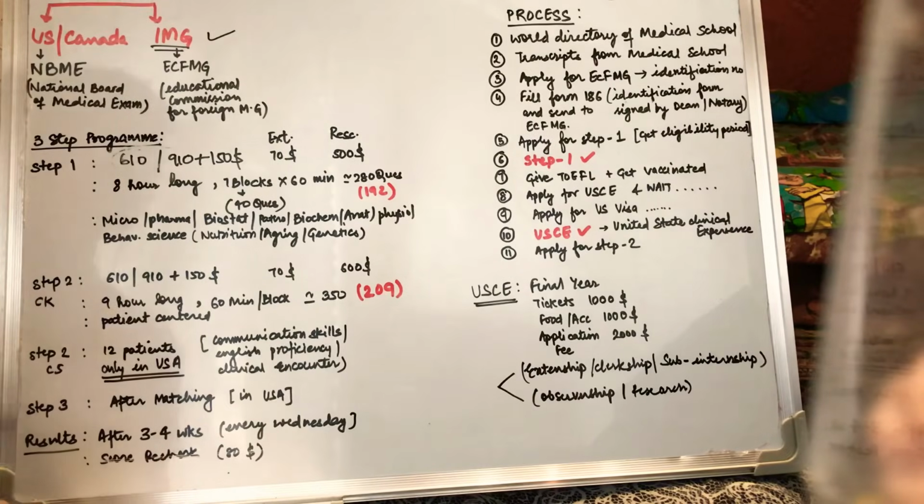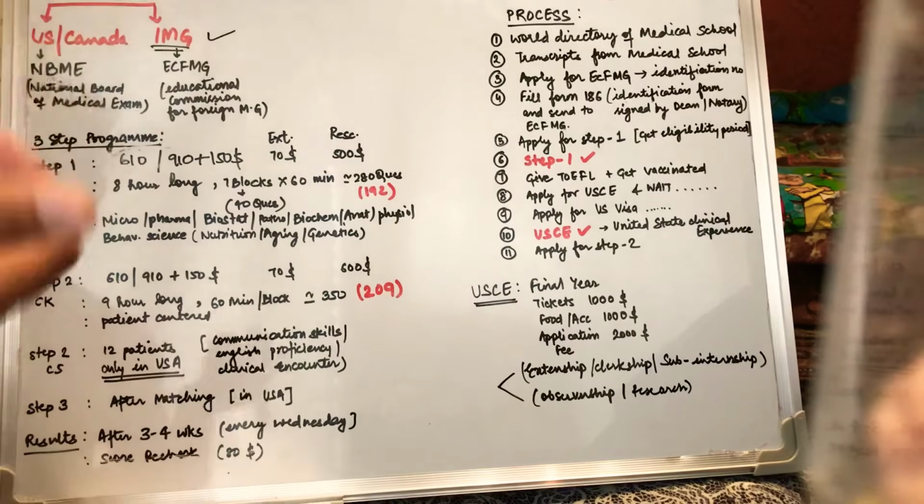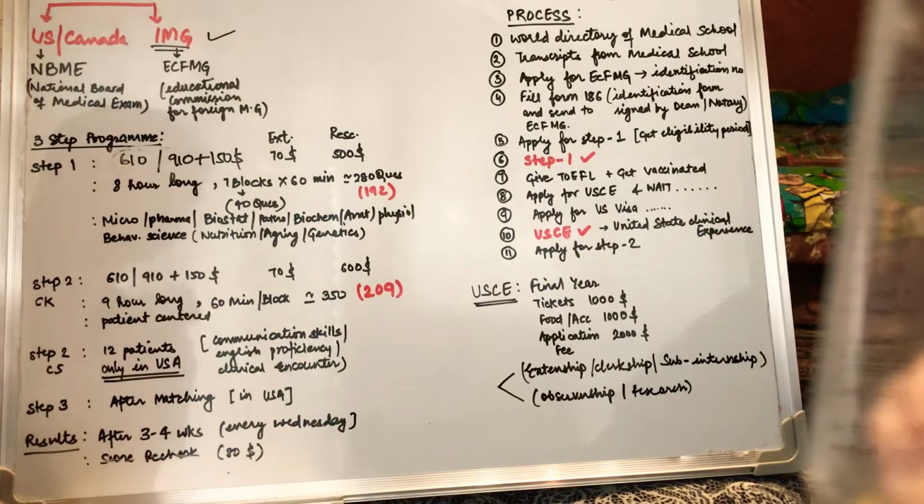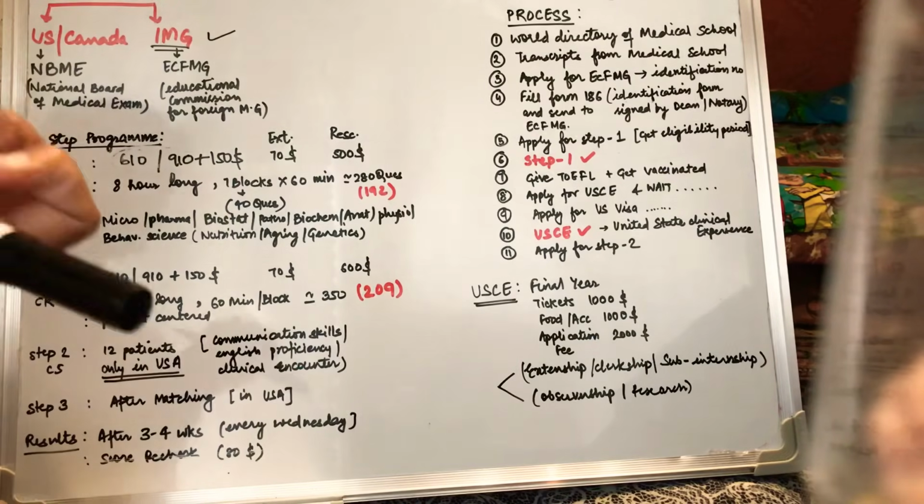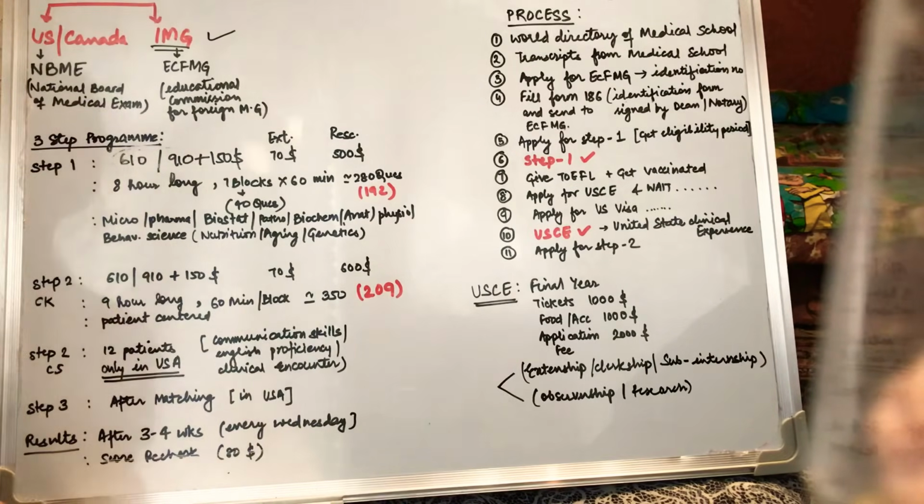So once you have decided to give USMLE, you'll check your university eligibility. Then the second step would be to get your transcript from medical school. Transcript is basically like a report card we used to get up until 12th or our high school. So you'll get your score cards from your medical school. You'll get your marks. Let's say a person is applying for step 1 after 3rd year of their medical education. So you'll get your marks from 1st to 3rd year, and you'll call them transcripts. You must get them from your medical school.